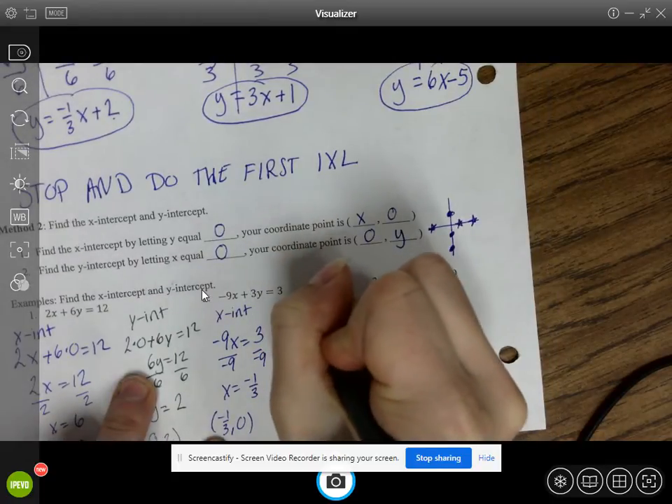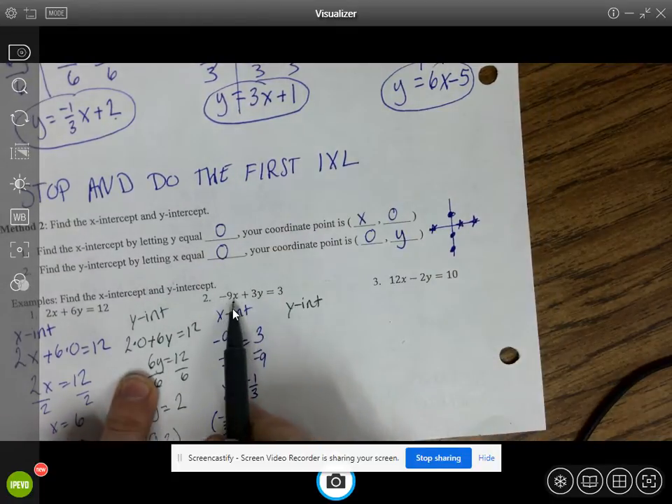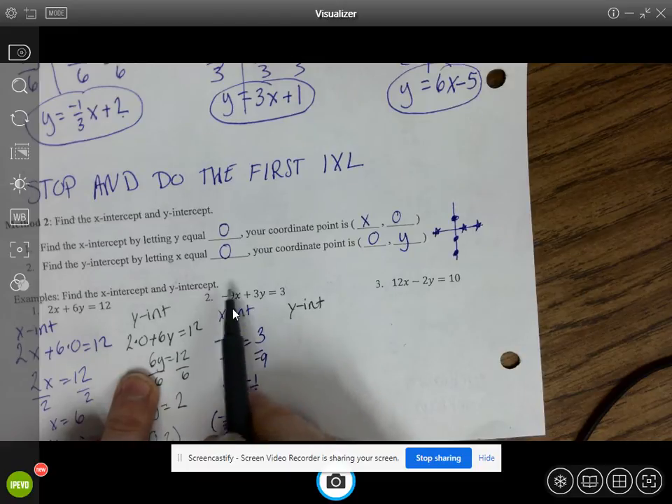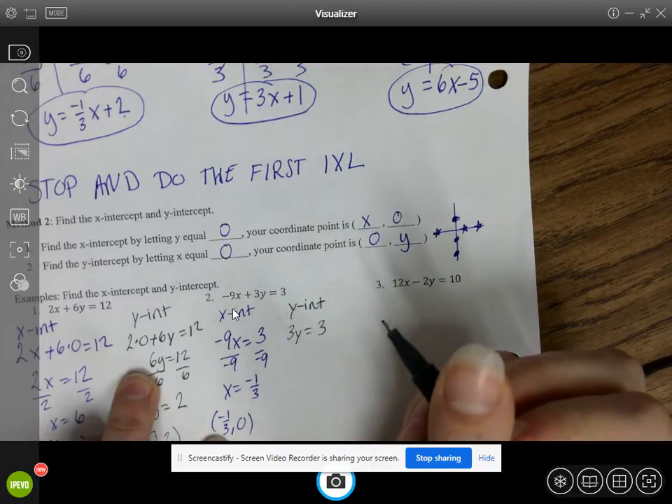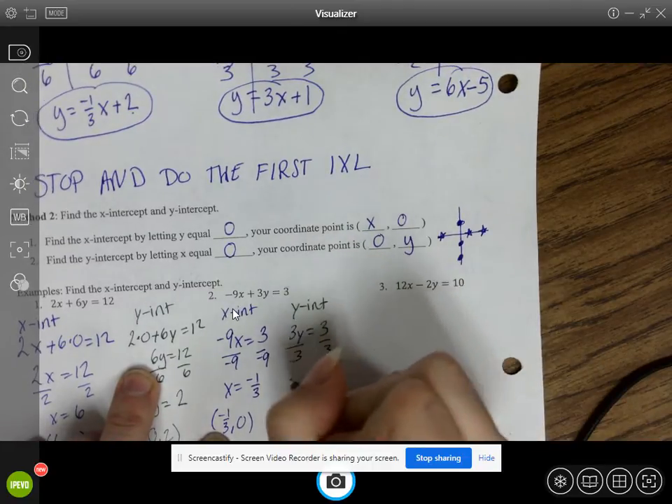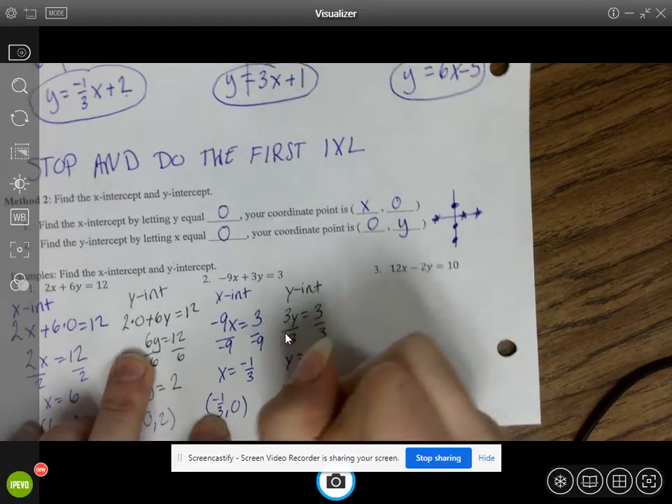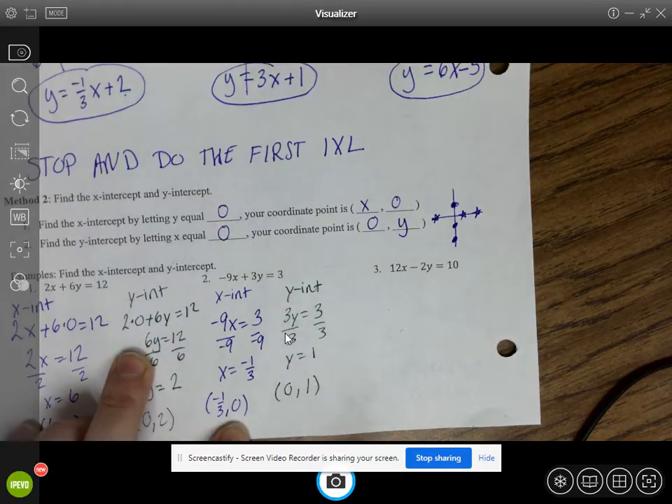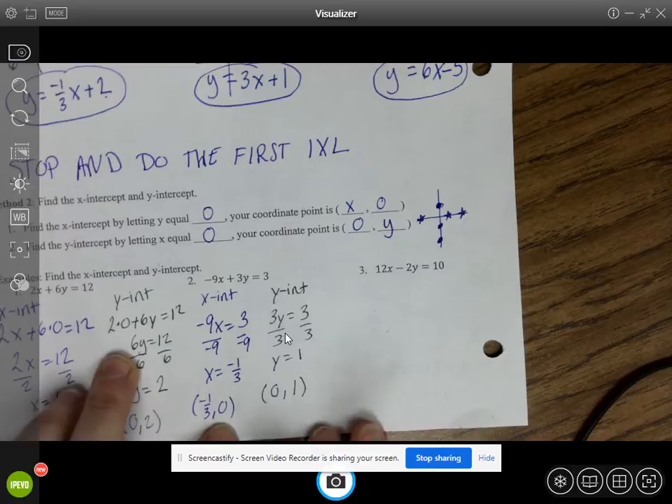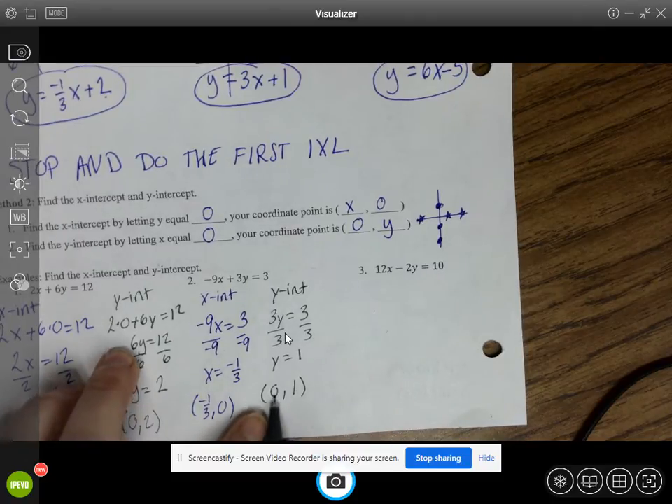Your y-intercept, we're going to plug 0 in for x, which lets us know that this whole term is going to go away, leaves you with 3y equals 3. Going to divide by 3 on both sides. Gives me y equals 1. So my y-intercept would be 0, 1. And the reason that I know that this is 0 is because I plugged 0 in for x. So my x value was 0, and I got a y value of 1. Same thing here. I got an x value of negative 1/3, and I plugged 0 in for y. That's how I know that this is 0.